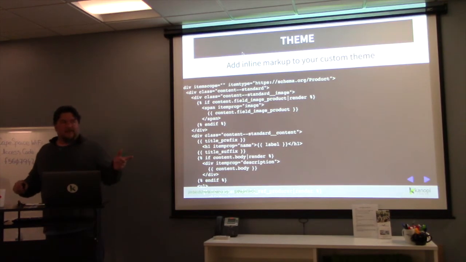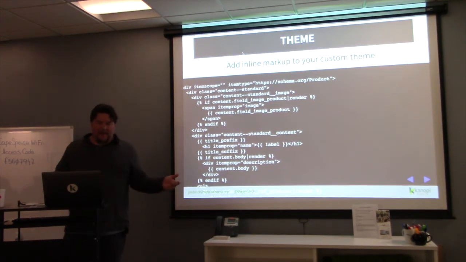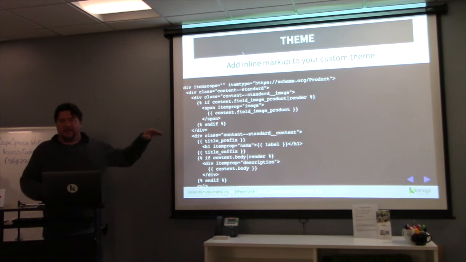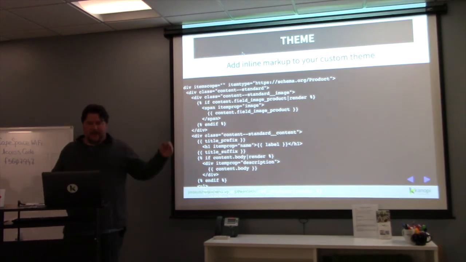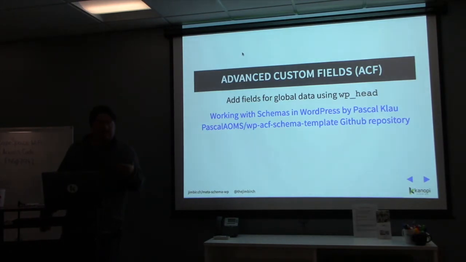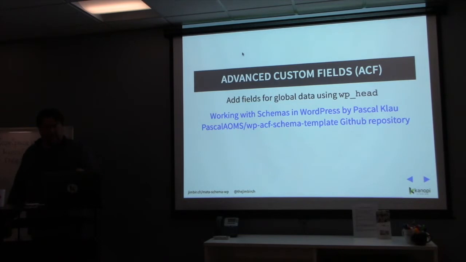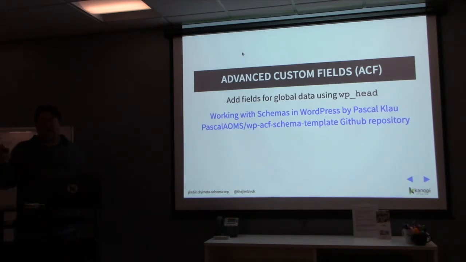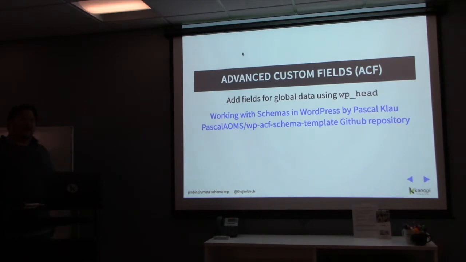Like the early days of the internet, you can do it in your theme layer. Basically just take your PHP variables and stick them into JSON-LD as you see fit, or inline. At the agency I work at, most of the sites use Advanced Custom Fields. It's another plugin that gives you more and more power into making your own WordPress site as custom as you want. This is a link to a great article by Pascal Clow, where we're going to step through making your own schemas using Advanced Custom Fields and injecting them into the head using wp_head.